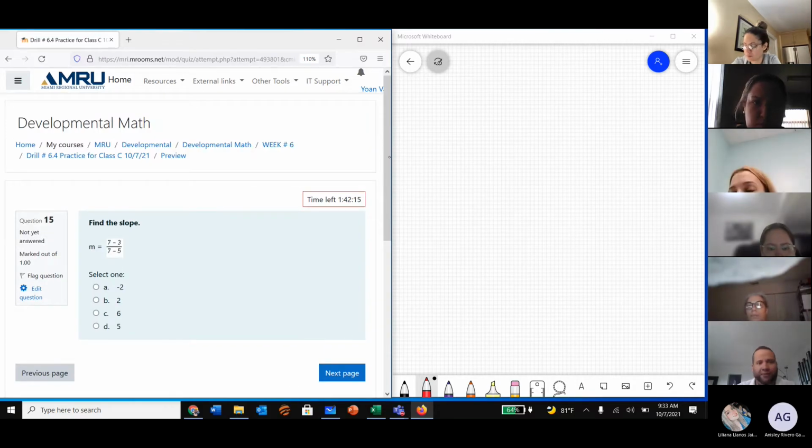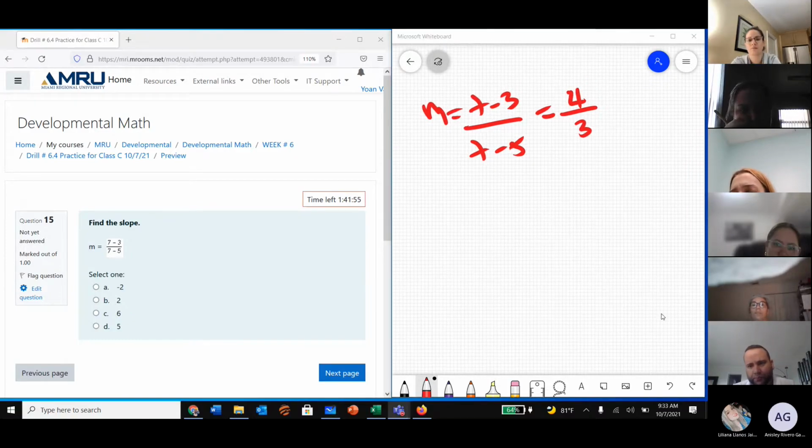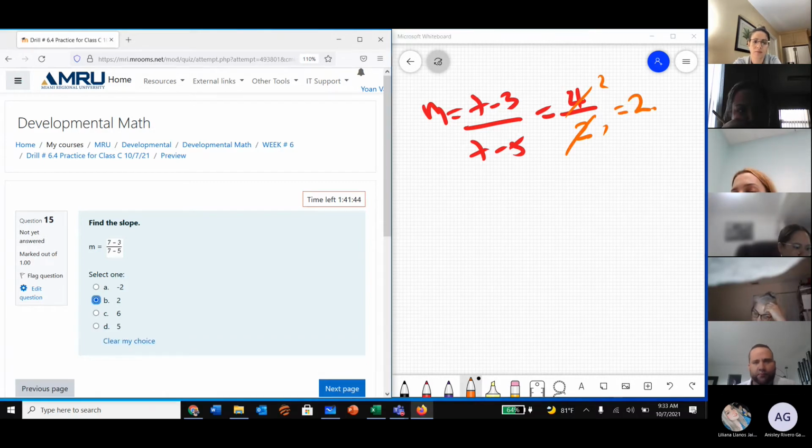Okay, we go back to finding the slope with the equation. We have m equals 7 minus 3 over 7 minus 5. 7 minus 3 is 4, and 7 minus 5 is 2. Just two. Which is 2, and then we simplify. And the slope is 2. Got it, everyone? Yes.